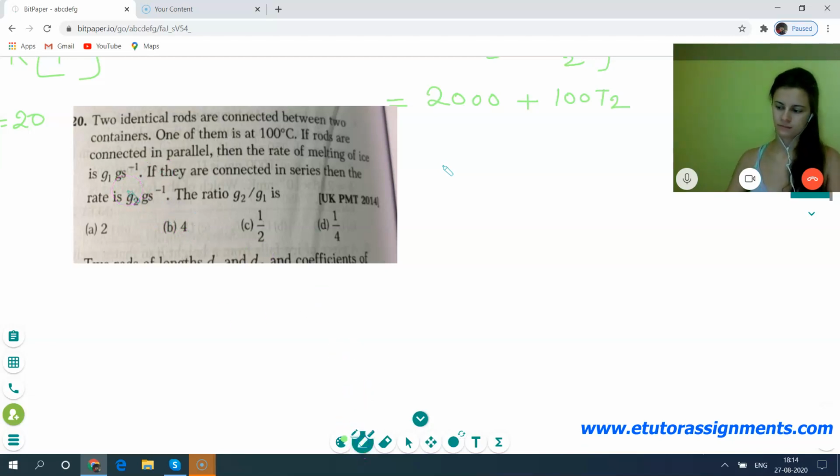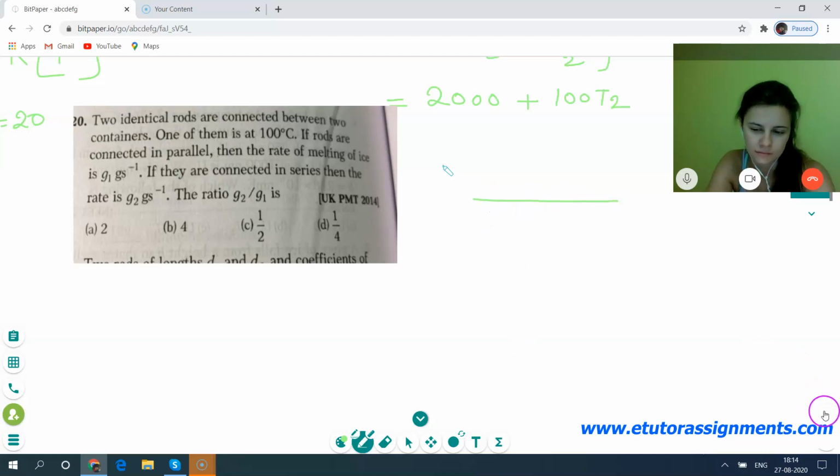Two identical rods are connected between the two containers. What does it mean? Two identical rods are connected between the two containers, and one container is at 100 degrees, correct? The rods are connected in parallel. Yes, they are connected in parallel.